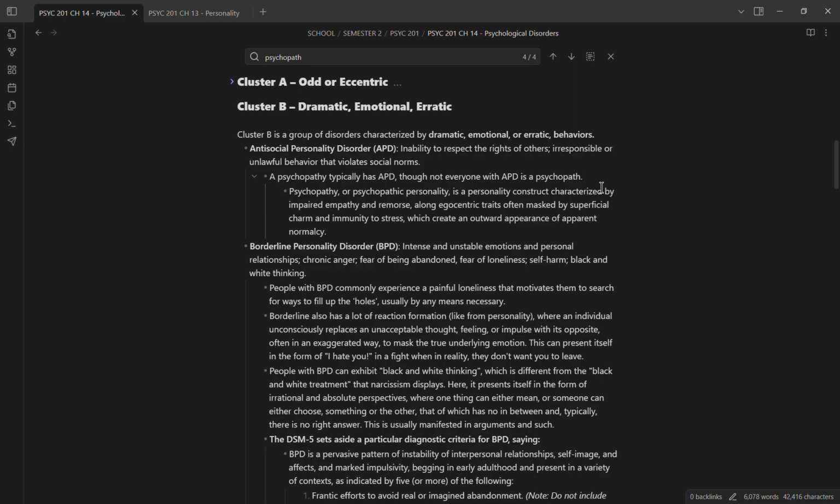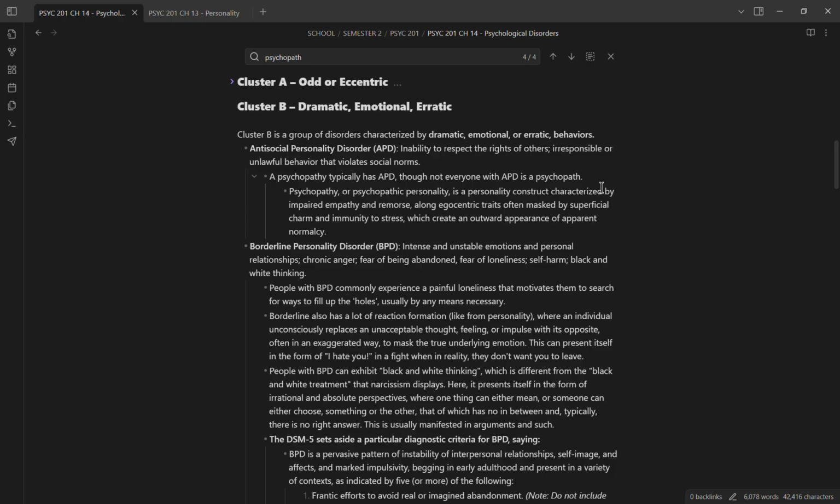Psychopathy, or the psychopathic personality, as we're talking about psychopaths, is a personality construct characterized by impaired empathy and remorse, along with egocentric traits often masked by superficial charm and immunity to stress, which create an outward appearance of apparent normalcy. Again, APD doesn't really have this mask, this normalcy. It is the inability to respect the rights of others and irresponsible or unlawful behavior violating social norms. They're not putting on an outward appearance of apparent normalcy.